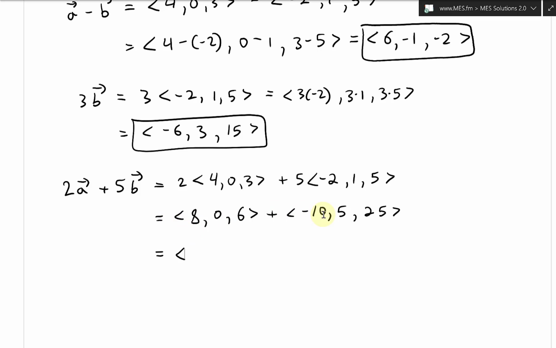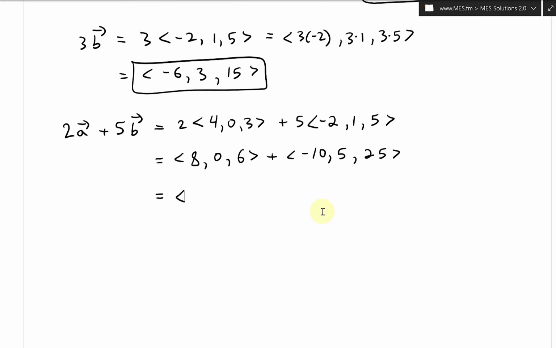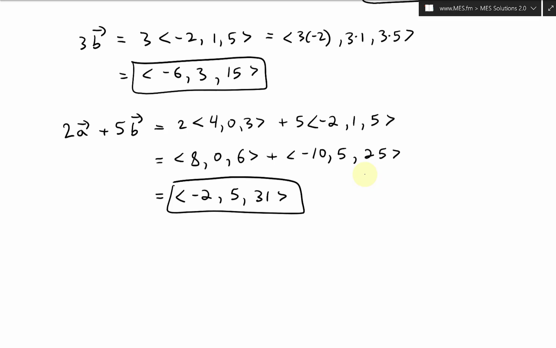So 8 minus 10 is equal to negative 2, like that. The next one is 0 plus 5, which is 5. Next one is 6 plus 25, that's 31. Yes, that is what we get.